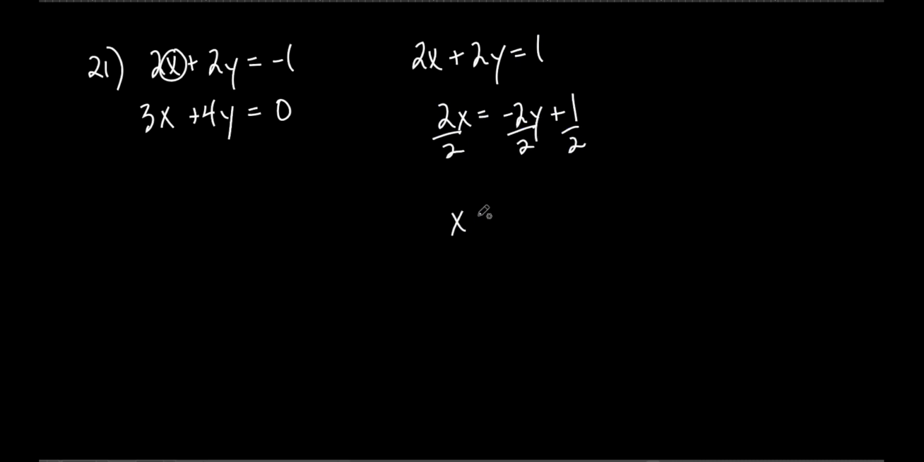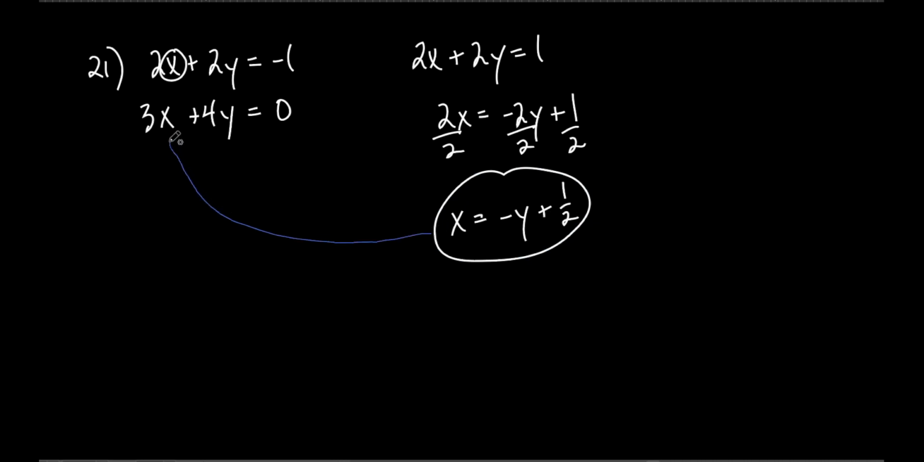So x equals negative y plus 1/2. Now, you could have picked whatever variable to solve for first, but what you absolutely have to do is take this x right here and put it in for the x in the other equation. So you need to put it here. Don't put it back into the original equation that we did this to. Put it into the other equation.